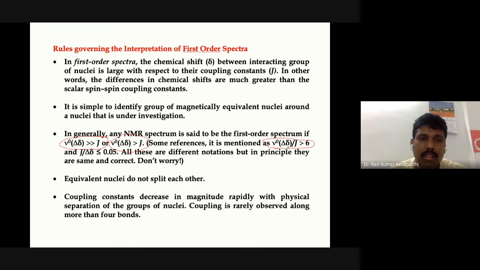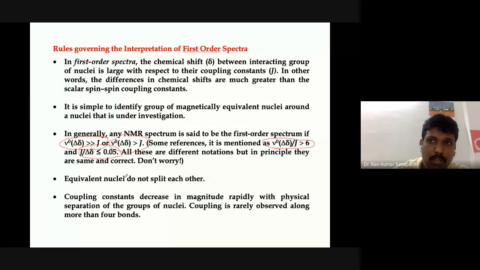Okay, and in some textbooks you will also find this type of terminology. It is just the reciprocal value of this number. This is also fine if that is J by delta. Basically there is a capital delta and a small delta, and both you can see. Capital delta represents the difference, and the small delta represents our chemical shift in ppm. If this ratio is less than or equal to 0.05, we say such a spectrum is a first order spectrum.